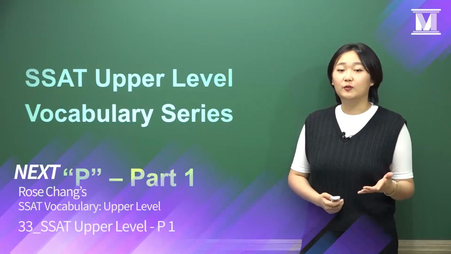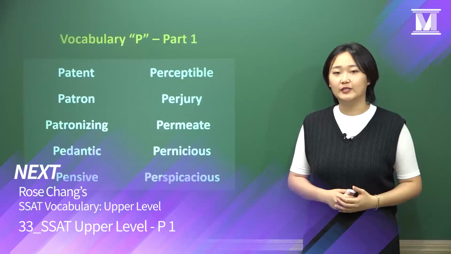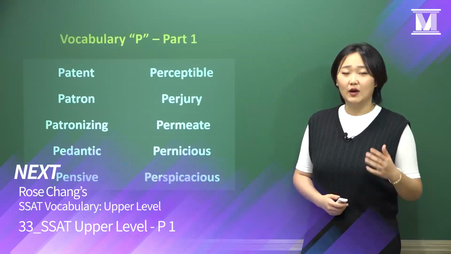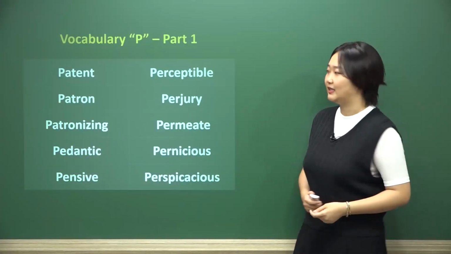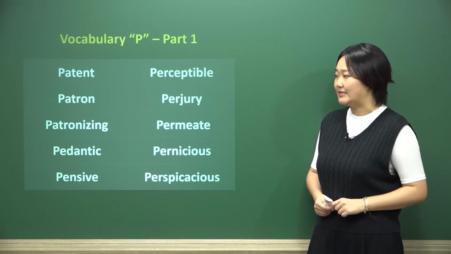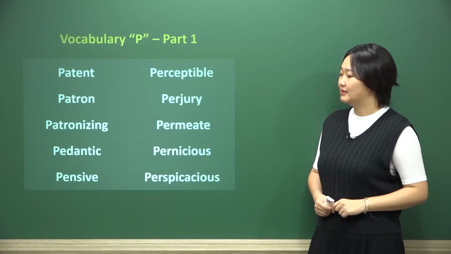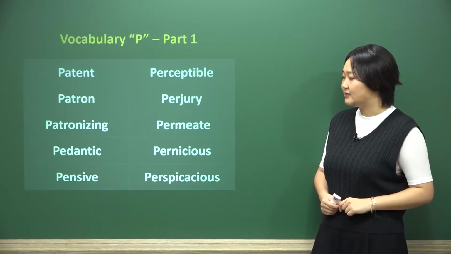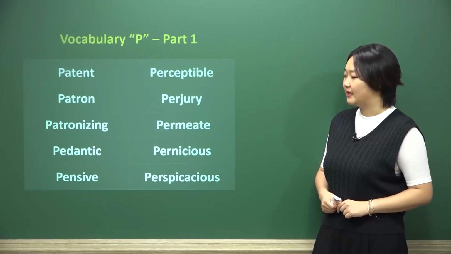Let's keep the ball rolling with P part 1, and these are the 10 words we're going to be looking at in this specific video, okay? So with that being said, let's go ahead and read them out loud so we know what the pronunciation is. Patent, patron, patronizing, pedantic, pensive, perceptible, perjury, permeate, pernicious, and perspicacious.